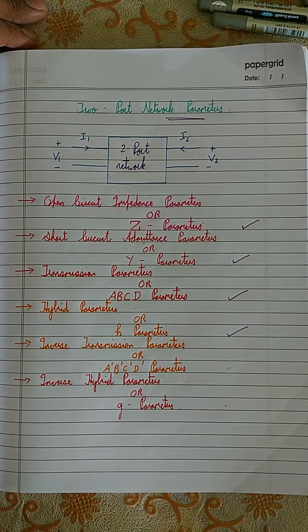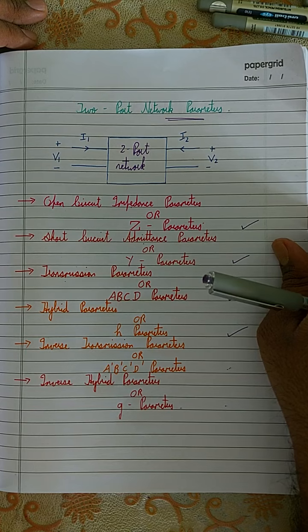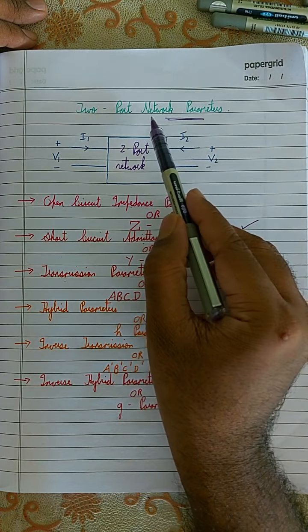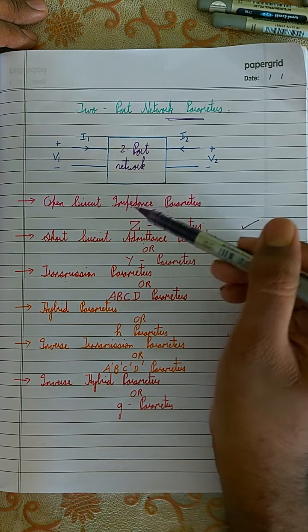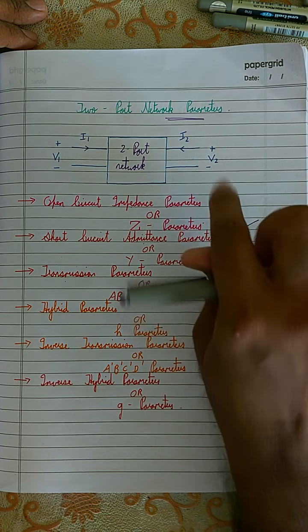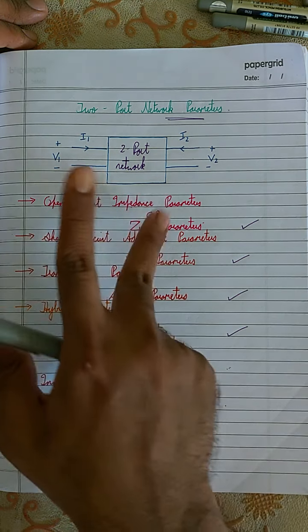Hi everyone. This is one of the easiest chapters in the subject. Here you are going to learn about the different types of two-port network parameters. We all know what a two-port network is, right? A two-port network means a network that has two ports. One port will act as the input, the other port will act as the output, and also vice versa.